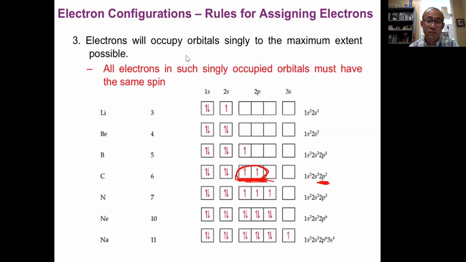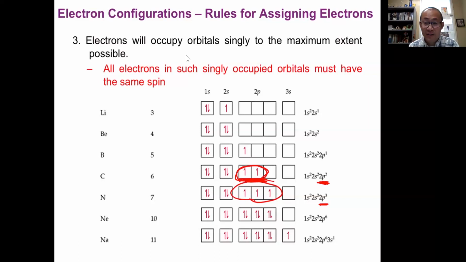Followed by carbon is nitrogen, 7 electrons. You can see that: 1s2, 2s2, and then 2p3. Okay, those 3 electrons in 2p3 are all occupying the orbitals singly, in the same spin.